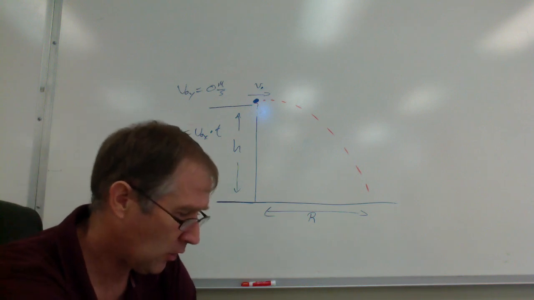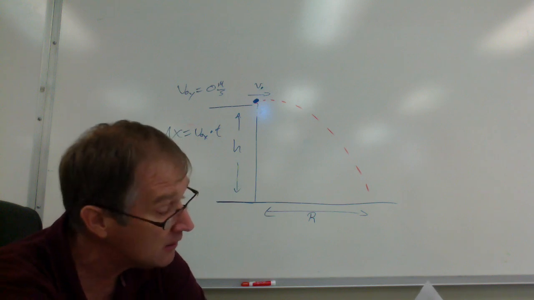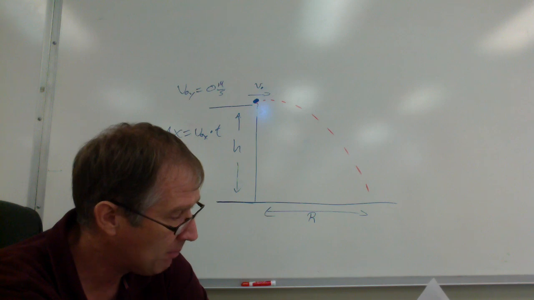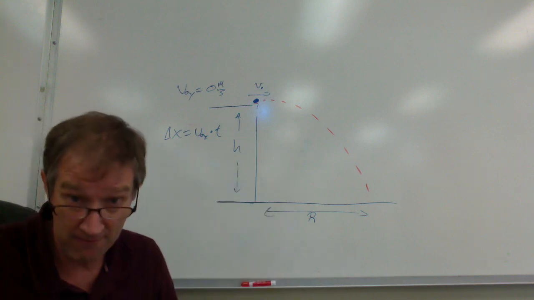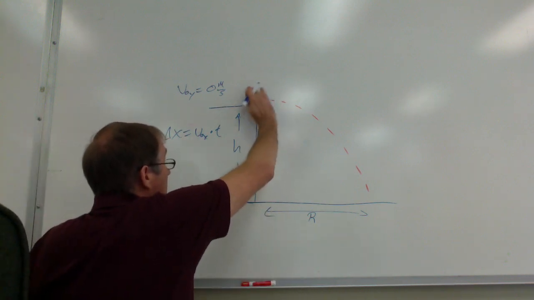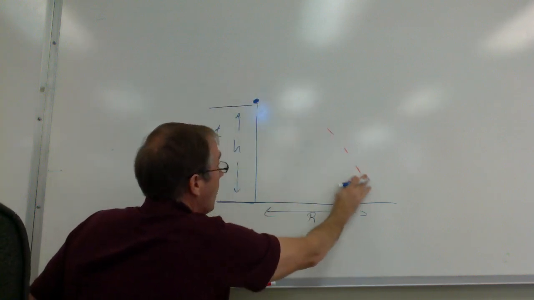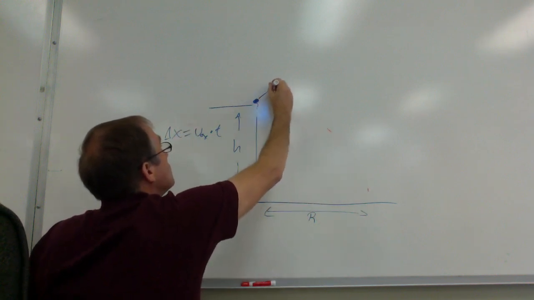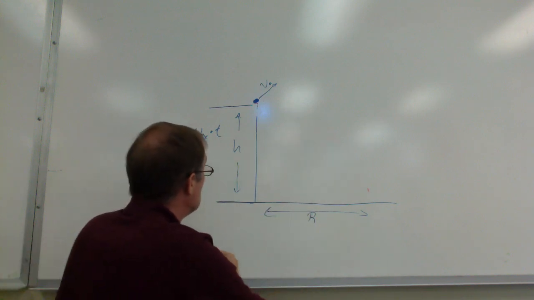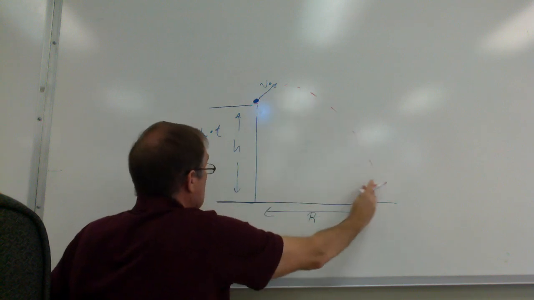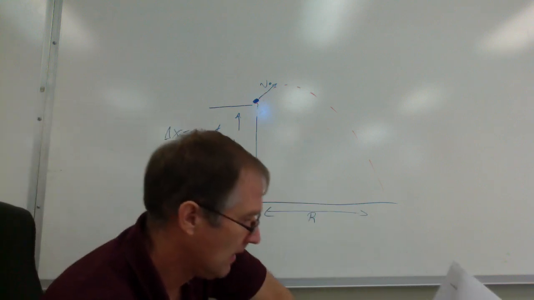Question 15: the boulder is now launched with the same initial speed from the same high cliff, but with an initial upward angle of 50 degrees above horizontal. How would this affect the following? So it's going to go up at an angle like that, with the initial velocity going that way. How would it affect the time in the air?